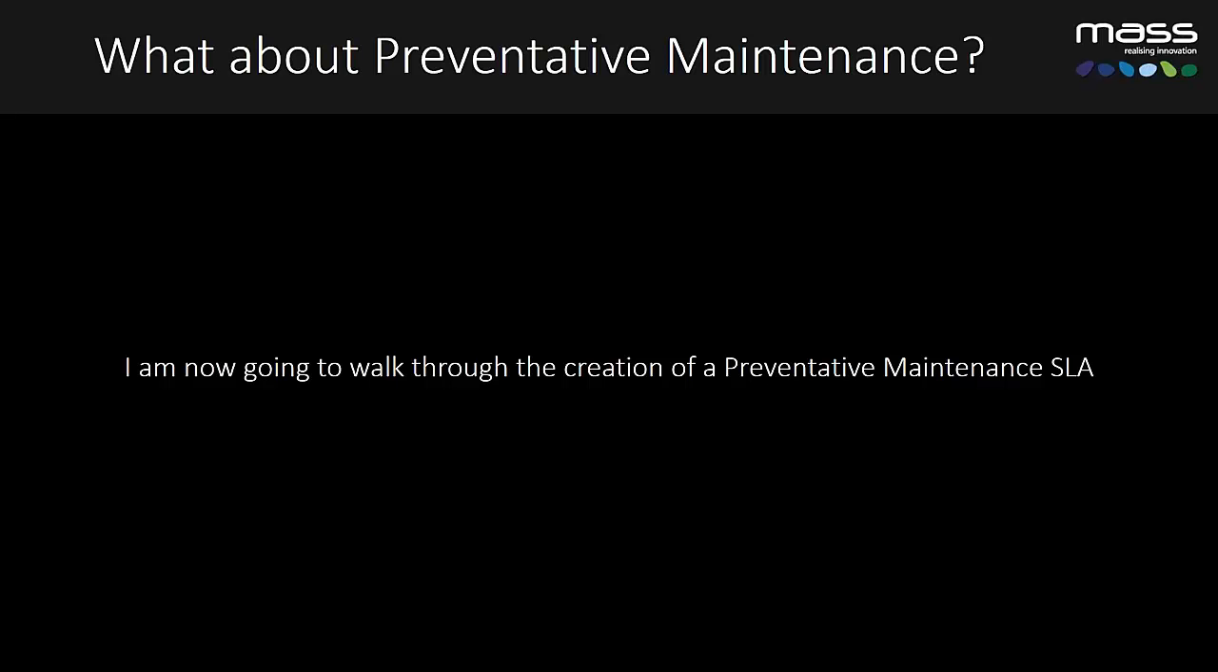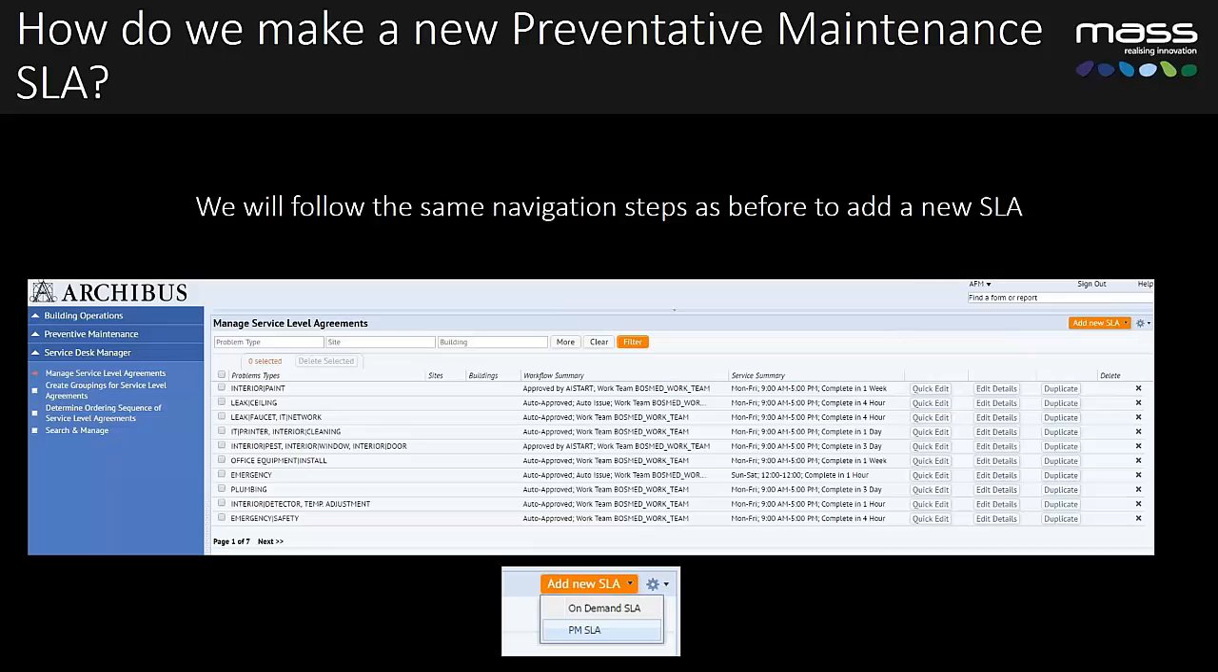We are now going to walk through the same process for preventative maintenance. Here we will use the same navigation steps as before. We will use the Add New SLA button and this time select PM SLA.